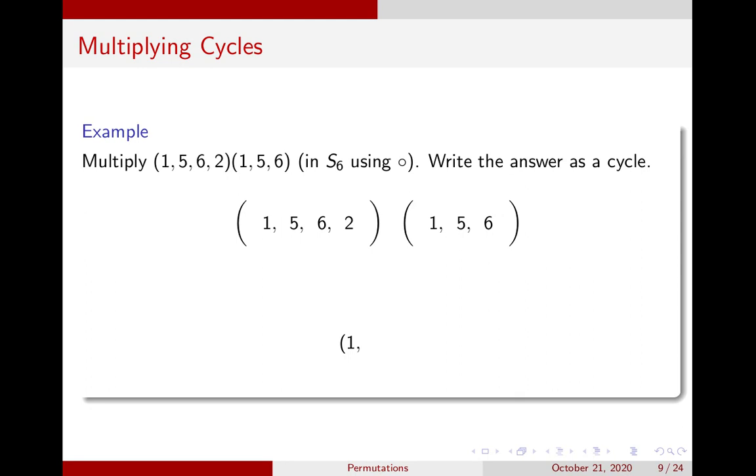Okay, so let's try multiplying two cycles and writing the answer as a cycle this time. So we're going to multiply the cycle 1562 by the cycle 156. These permutations are both in S6. Actually, that won't matter if we're writing the answer in cycle notation.